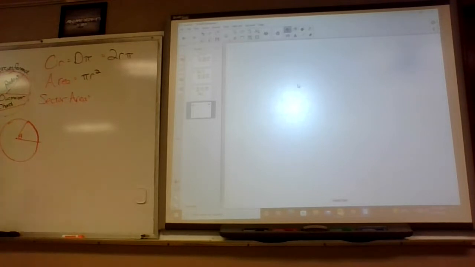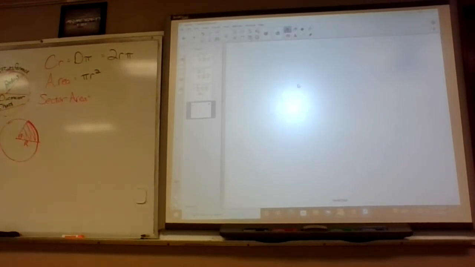Of course, this would be a radius. From here to here, on the edge of the sector, that would be called an arc. So it has a length. The sector has an area, like how many square inches fit inside that.